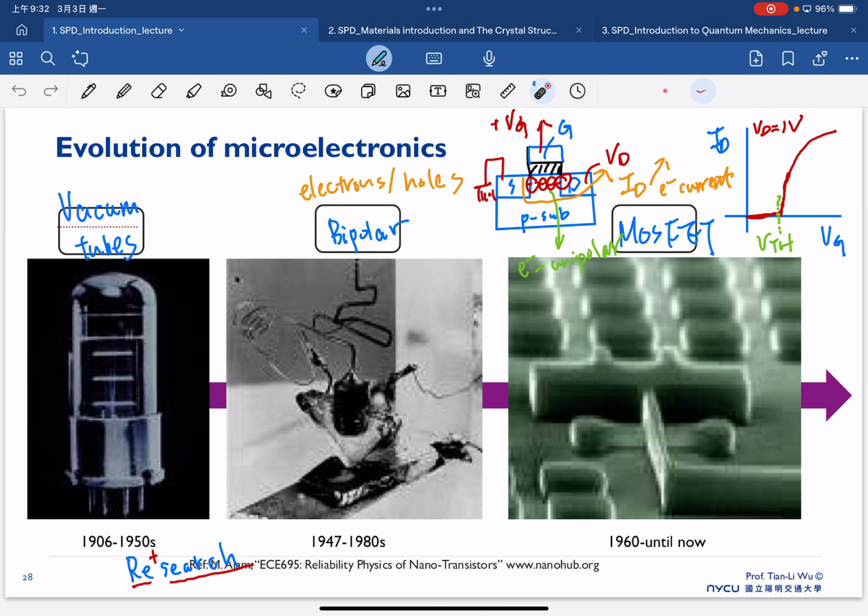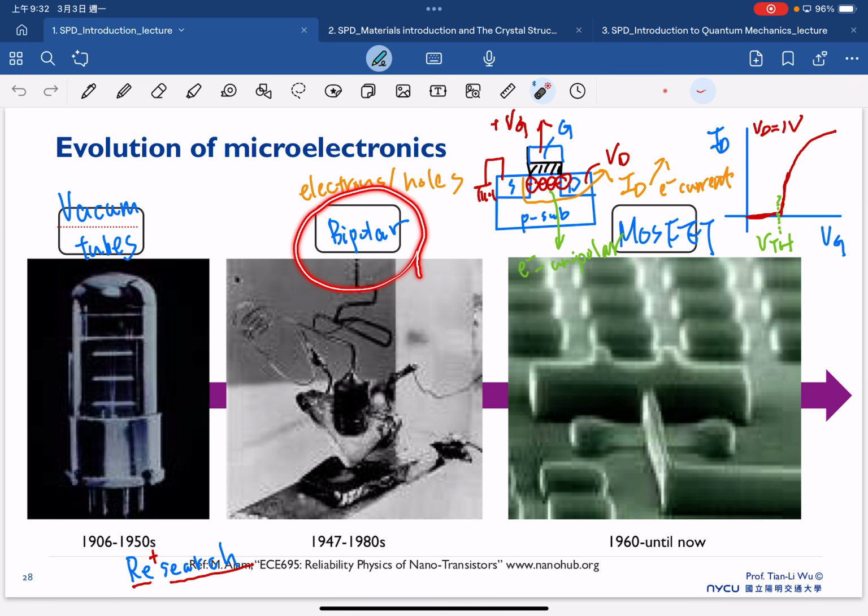So before looking forward to the new technology, it's always good to review the evolution of our semiconductor technology from a very long time ago. Last time we already mentioned the evolution of microelectronics from the early time. We have the vacuum tube. And afterwards, the first transistor that we developed is the bipolar transistor.